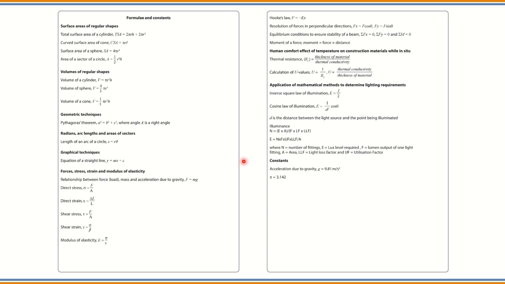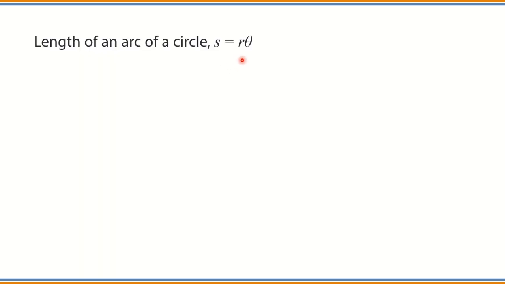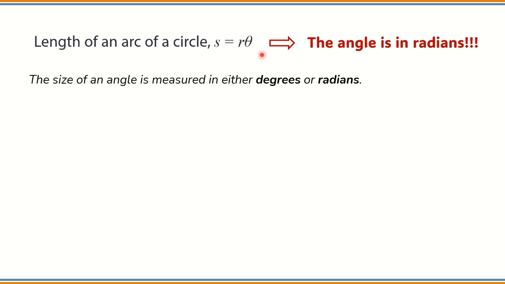These are the formulas that are included in the booklet that you will get the day of the exam. Here you have the formula of the length of an arc of a circle. The formula is the radius times the angle. But you need to be aware that this angle is in radians, not in degrees.